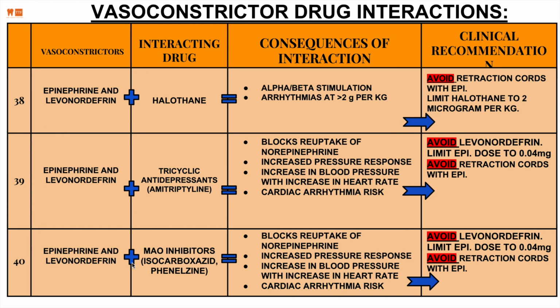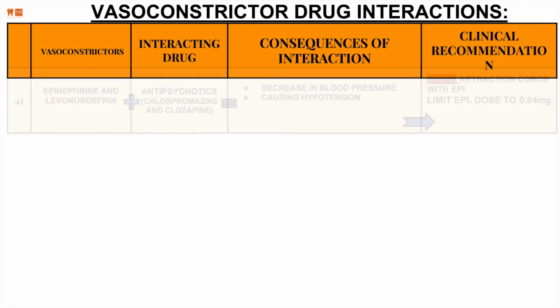Next is epinephrine with MAO inhibitors. We went through this already, that it blocks the reuptake of norepinephrine, just like TCAs, increases blood pressure, leading to increase in heart rate, leading to cardiac arrhythmias. Both of them will increase cardiac activity. So avoid levonorepinephrine, limit the epinephrine dose to 0.04 milligrams. Avoid retraction cords as always with epinephrine.